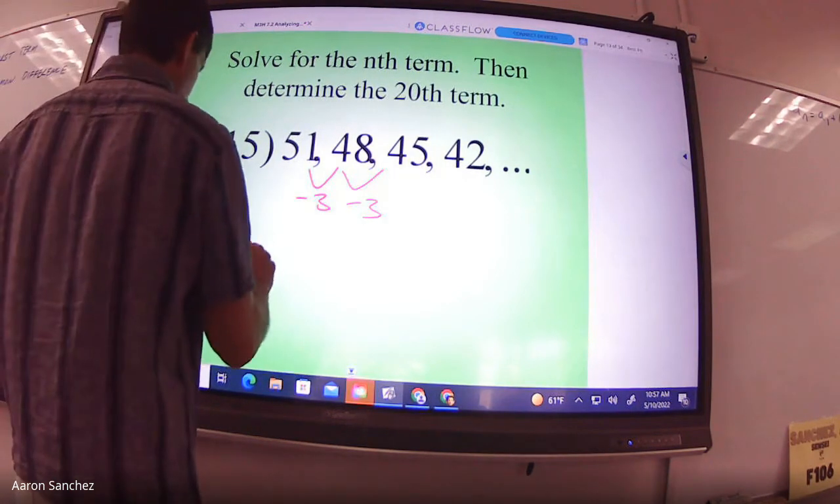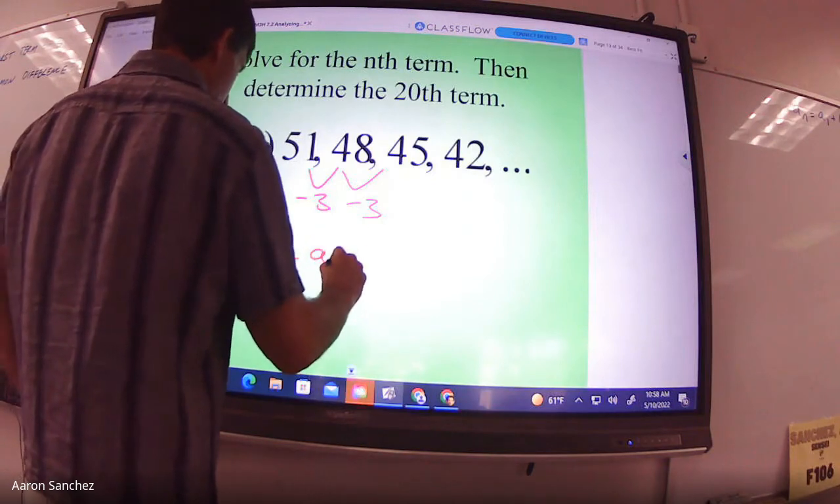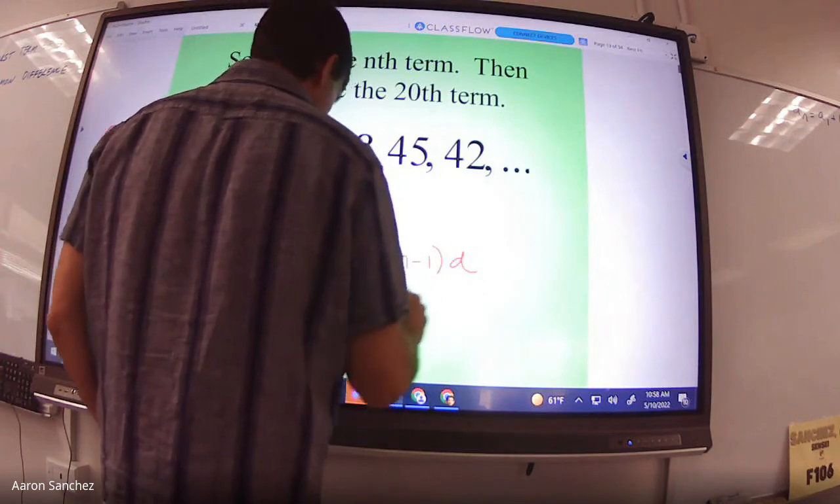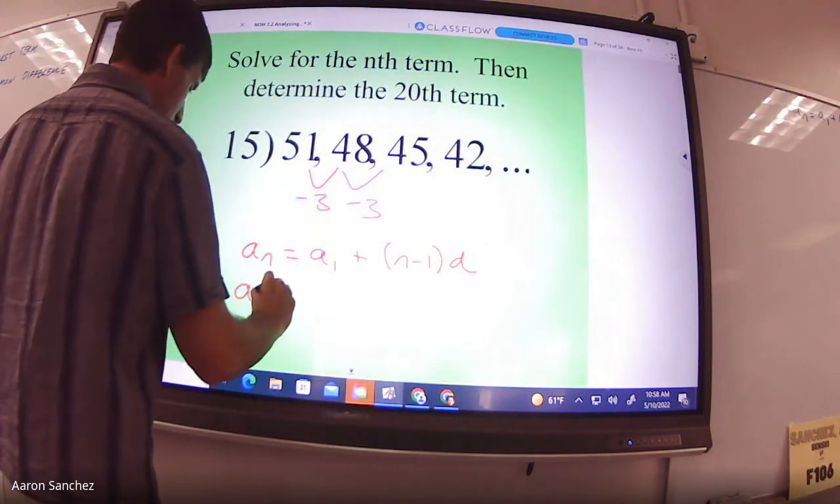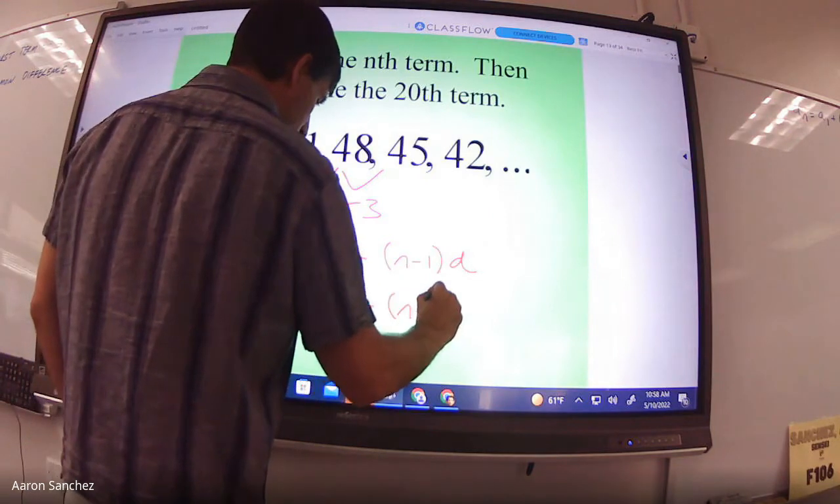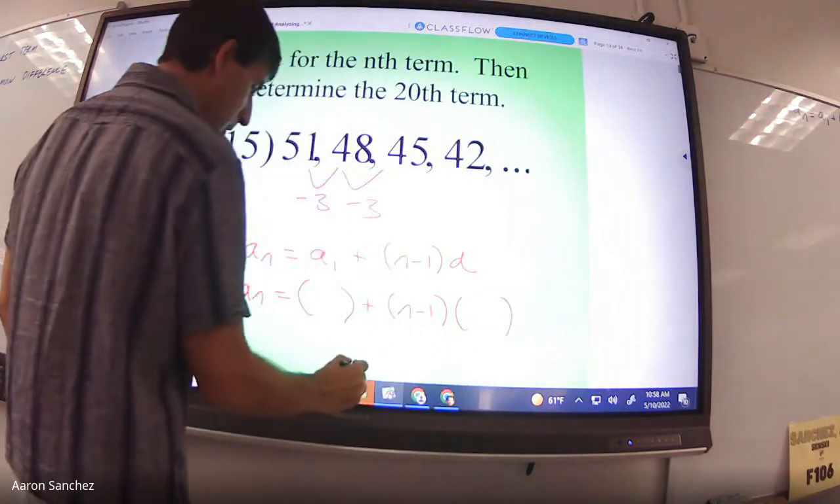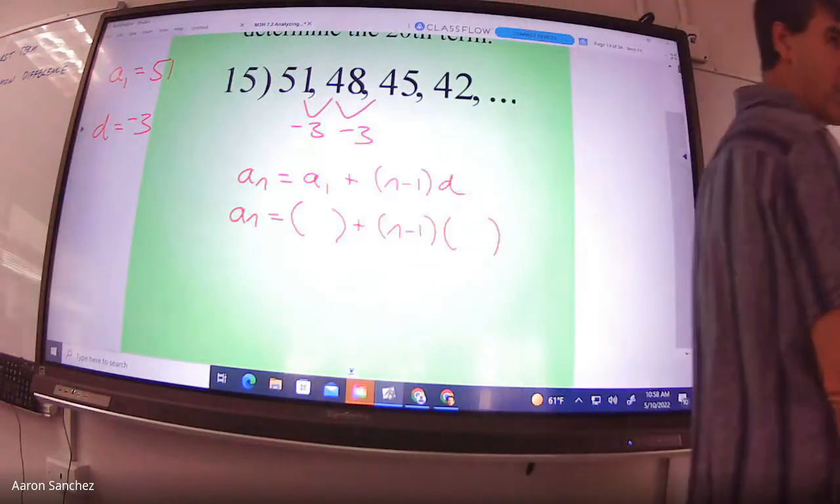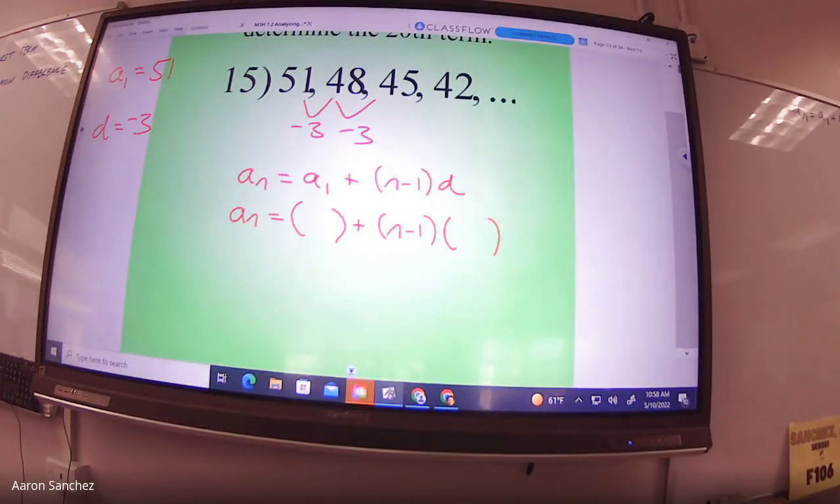way. A sub n equals a sub 1 plus n minus 1 times d, or a sub n equals plug in a sub 1 times n minus 1, and then we'll plug in d. Go ahead and plug it in, and see if you can go ahead and solve for the nth term. What is the rule? And I'm going to call on one of you and ask one of you what the rule is.